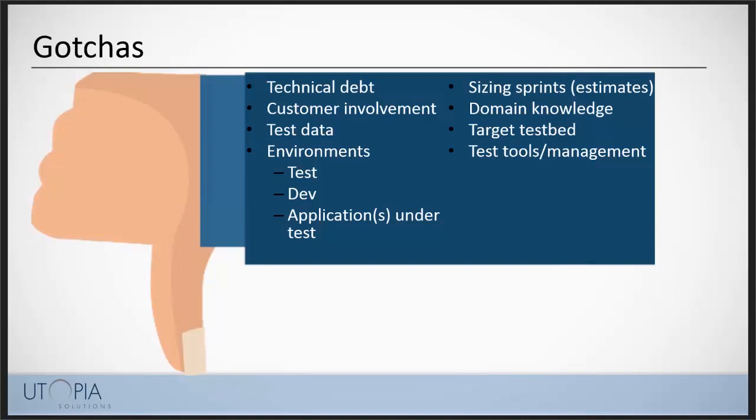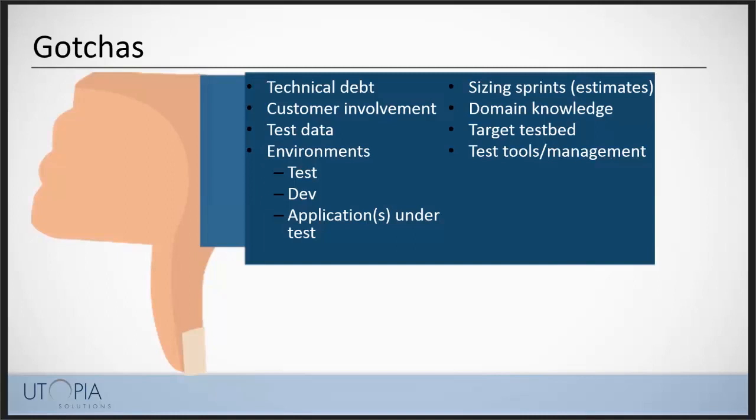Couple things. Technical debt's a big one here. There's a number of other things, and they apply to general development projects. Your environments. Understanding how to estimate. Domain knowledge. Your team may not have the domain knowledge on the application under test. Customer involvement. All of those are issues.